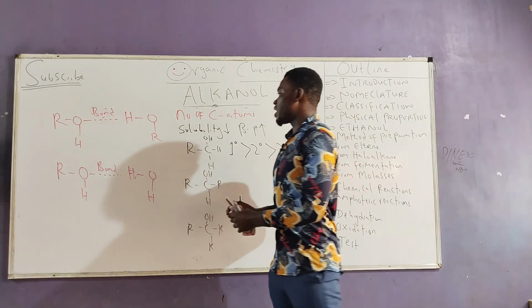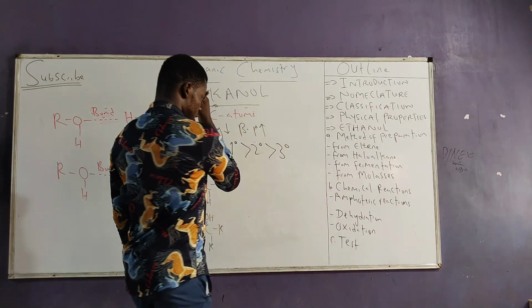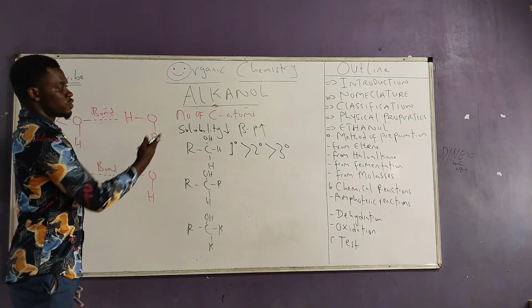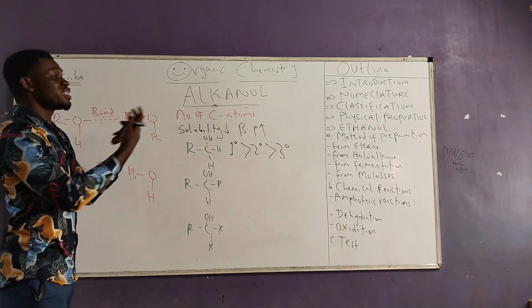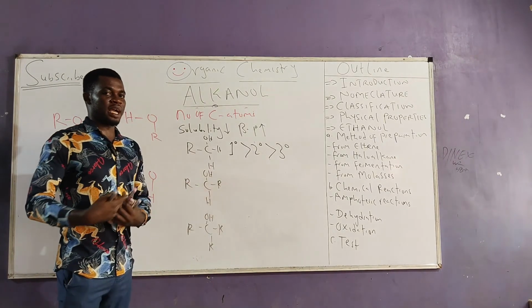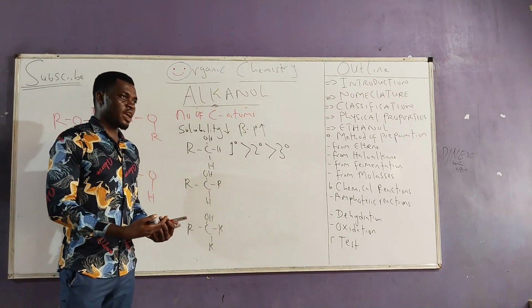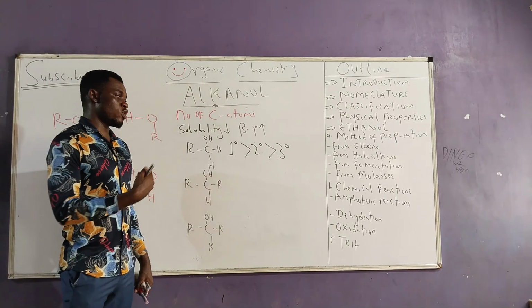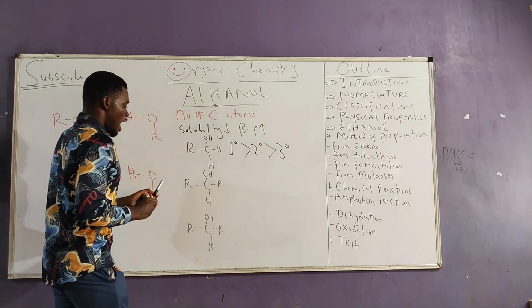Very important. One other factor can also affect the solubility of alkanols. We've talked about the number of carbon atoms, and also the nature as well. The nature, if it is straight chain or branch chain, can also affect if the alkanol will have a higher boiling point, and also affect if the alkanol will have a higher solubility.